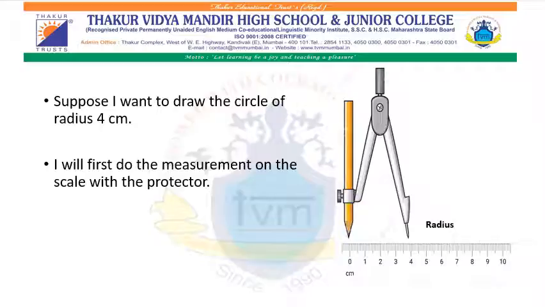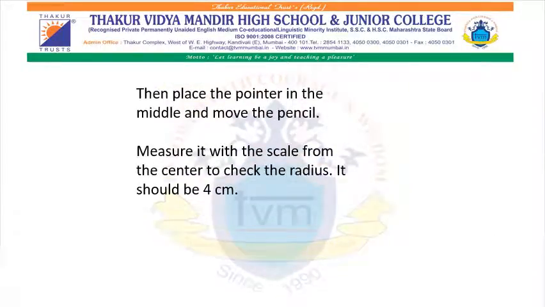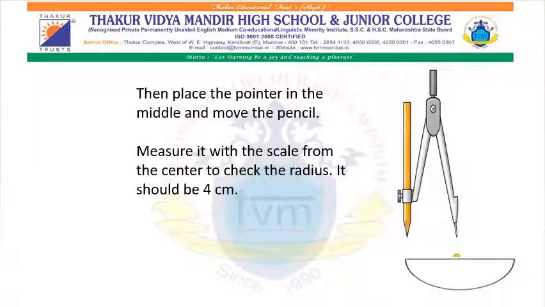Now I will place the pointer in the middle and move the pencil around. This will give me a circle. Now measure it with the scale from the center to check whether the radius is right or wrong. It should be 4 centimeters. This is the way how I can draw a circle.